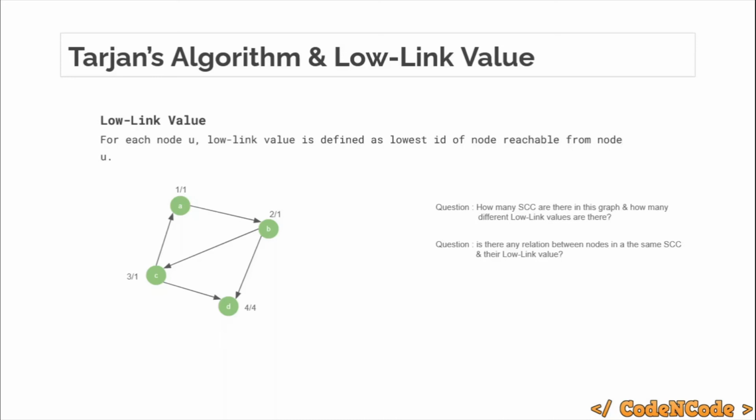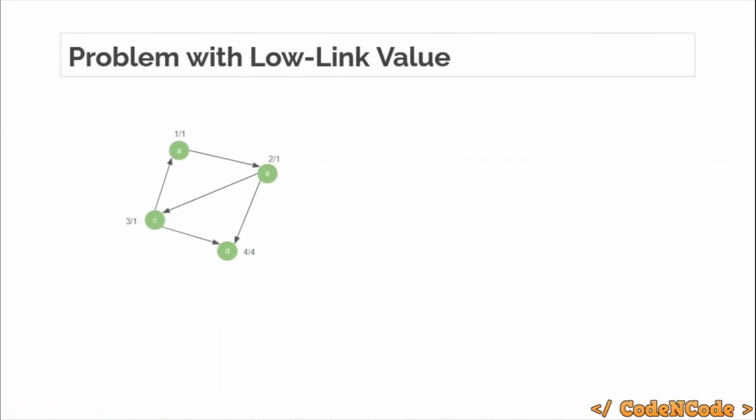If that is true, all you have to do is run DFS to calculate the low link value of each node, and then keep track of how many unique low link values exist. If there are X number of low link values, then there are X number of strongly connected components. If this fact is true, that each node in the same SCC has the same low link value, then you can do that. But the question is, is this true? Let's see a counter example.